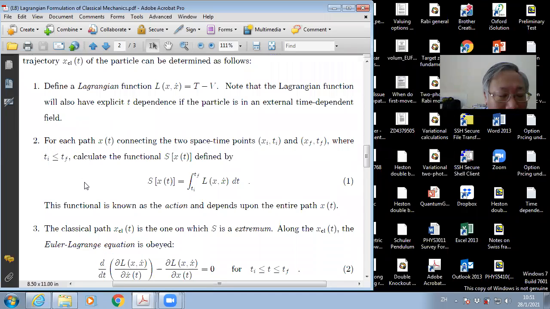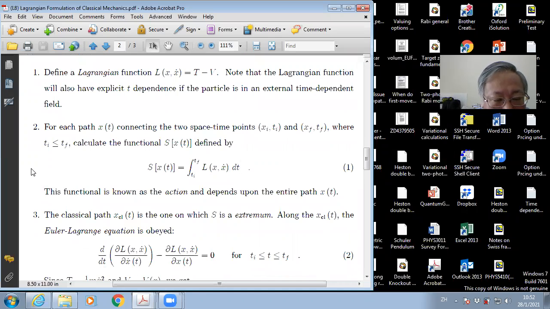For each path x(t) connecting the two space-time points, the starting point and also the destination, we introduce the action functional S, which is defined as the integral of the Lagrangian over the time variable t. This functional depends upon the entire path x(t). All right.